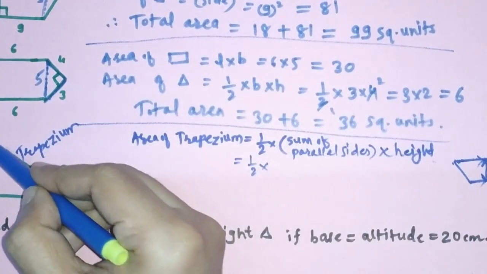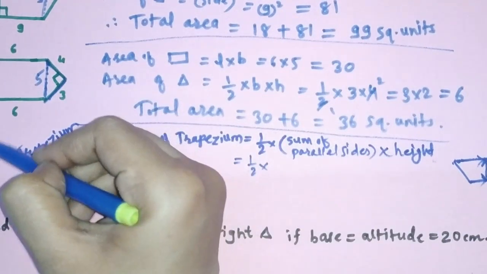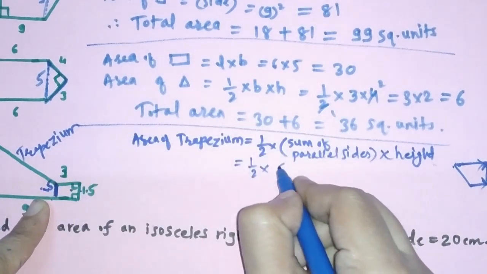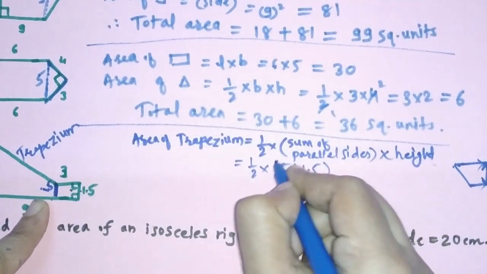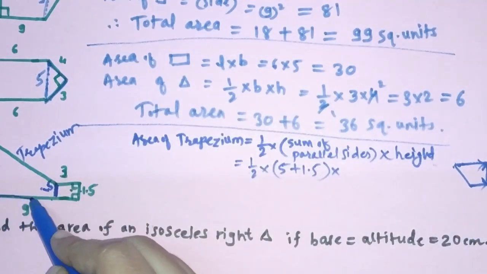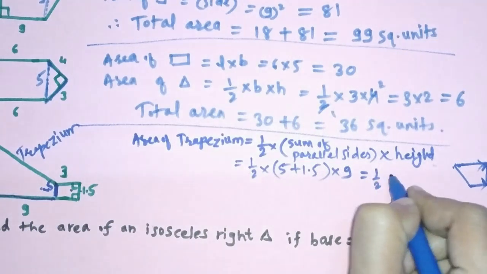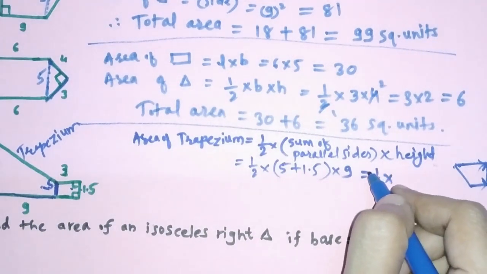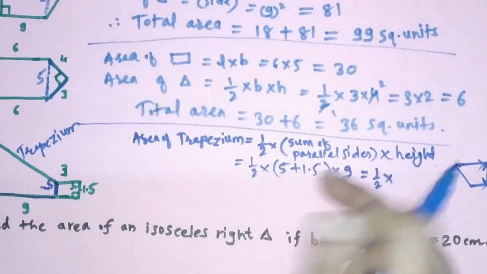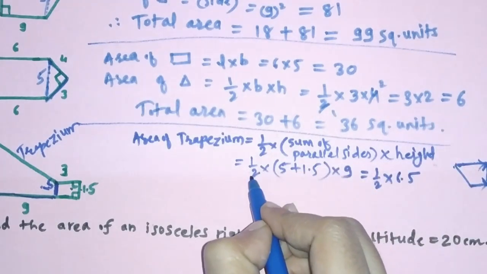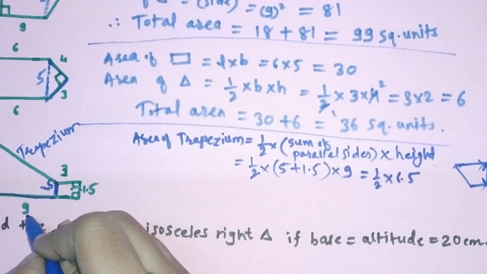Now the parallel sides are this one, 5, and this one, 1.5 again, opposite. So 5 plus 1.5. And the height between the two parallel lines is given as 6. Okay friends. So 1 by 2. Just simply do 5 plus 1.5, which is 6.5.